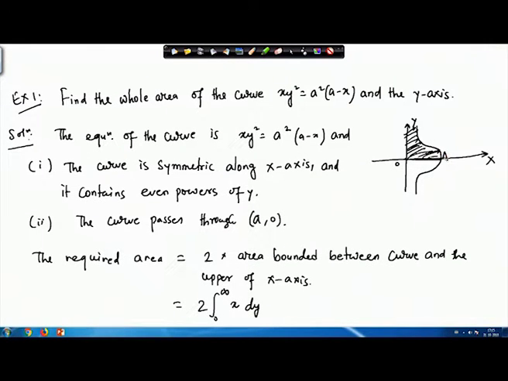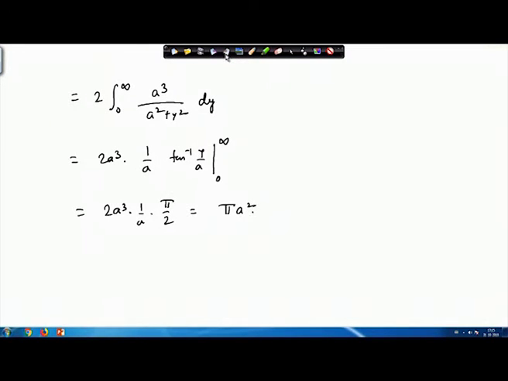So we can write this point as a, 0. So between this curve and the origin, to calculate that, we just have to calculate the upper half and multiply it by 2, because this curve is symmetric along the x axis. So this is another example where we calculated the area of a plane region bounded between two curves.